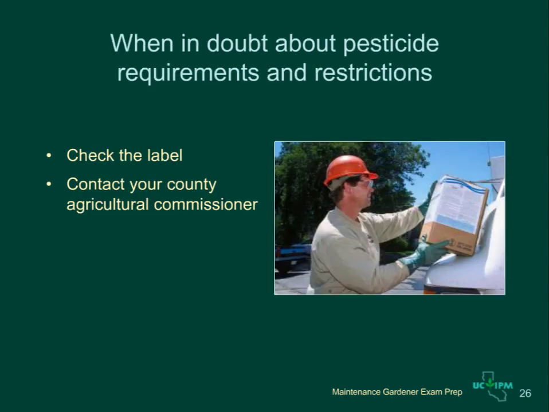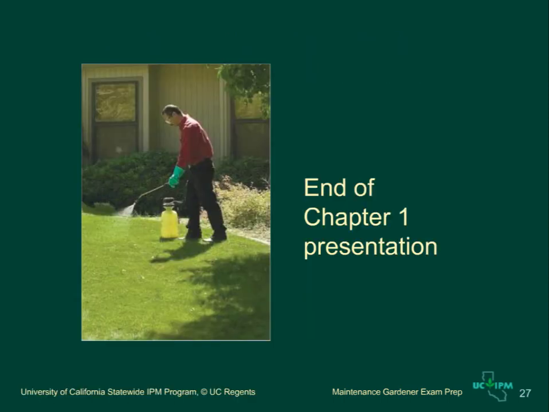This presentation has given an overview of laws and regulations related to pesticide use by maintenance gardeners. Remember, if you are ever in doubt about proper use, check the label and contact your county agricultural commissioner. This is the end of the presentation for Chapter 1, Pesticide Laws and Regulations. This would be a good time for you to do the exercises for Chapter 1 in the workbook and review the sample exam questions in the workbook or in the study guide for Chapter 1.